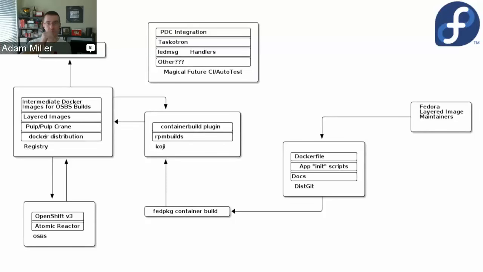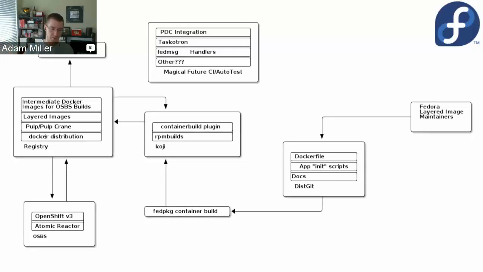If you follow the arrow from this box that we're looking at, you can see fedpkg container-build. And container-build is the directive that tells fedpkg that this is a container, it is a layered image build, and it needs to be handled as such. Whereas if you were to be building an RPM, it would just be a fedpkg build.